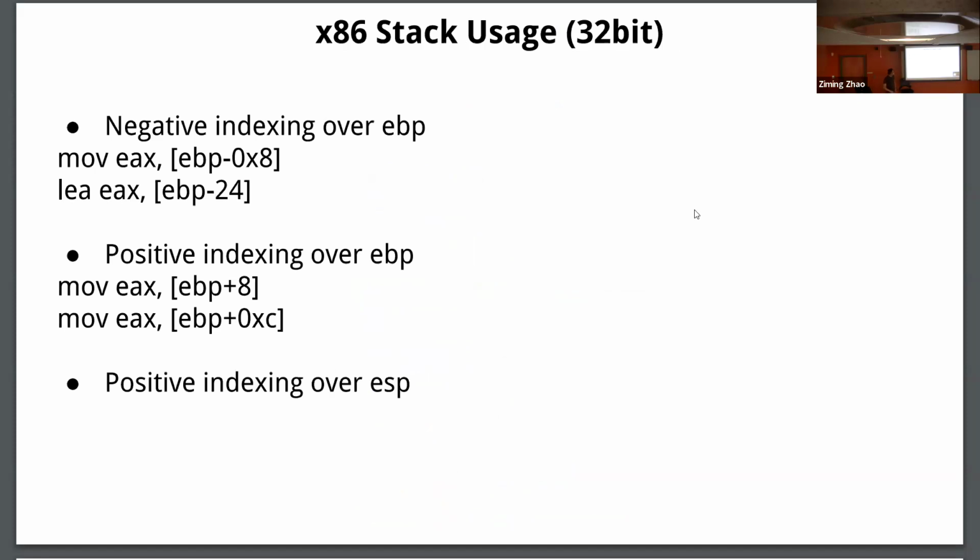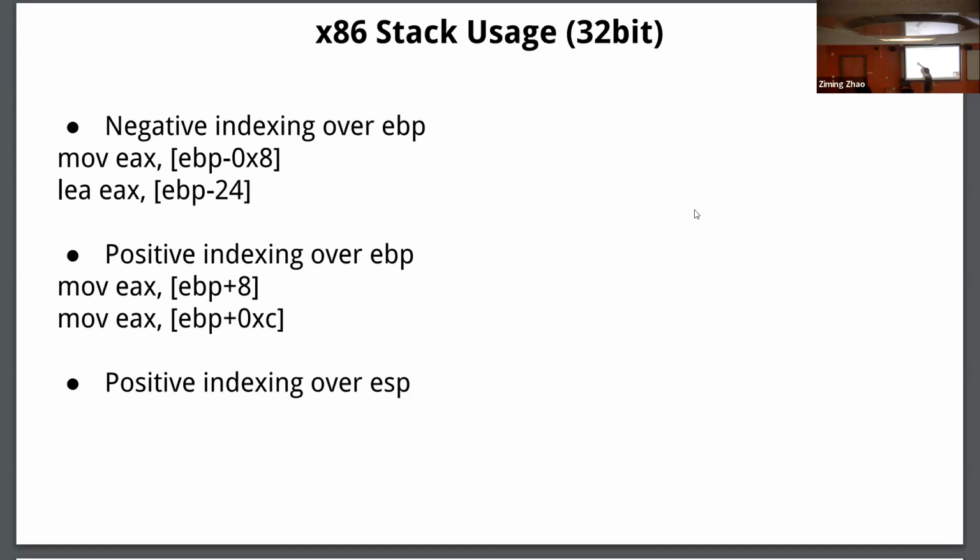Let's do a little quiz here. We have an instruction, move EAX, [EBP minus 8]. What does this instruction do? What does it look like? So what does EBP point to? EBP points to the saved EBP. The EBP minus 8 will be what? Will be lower, right? Will be local variables, right?